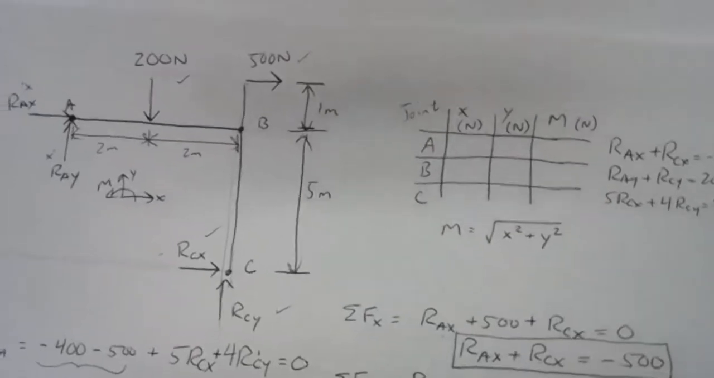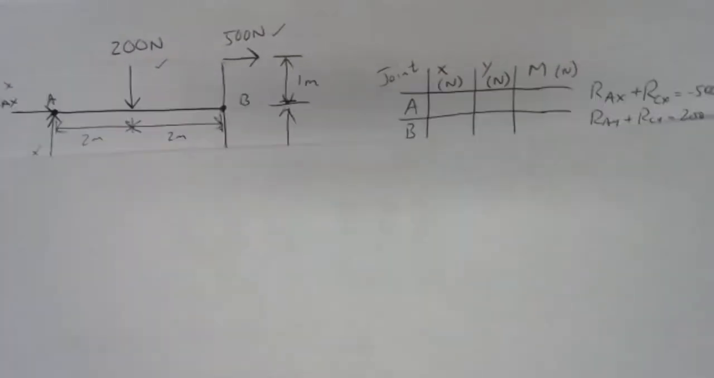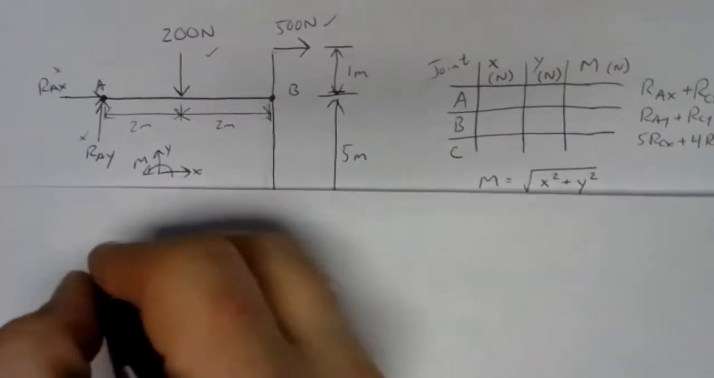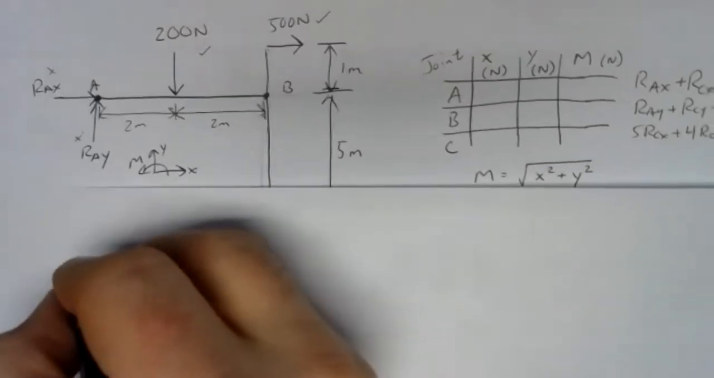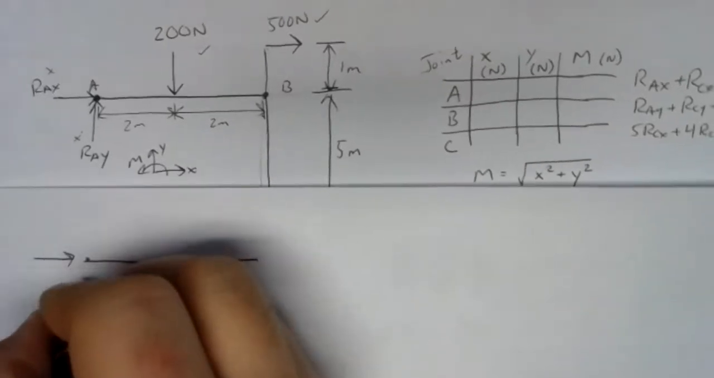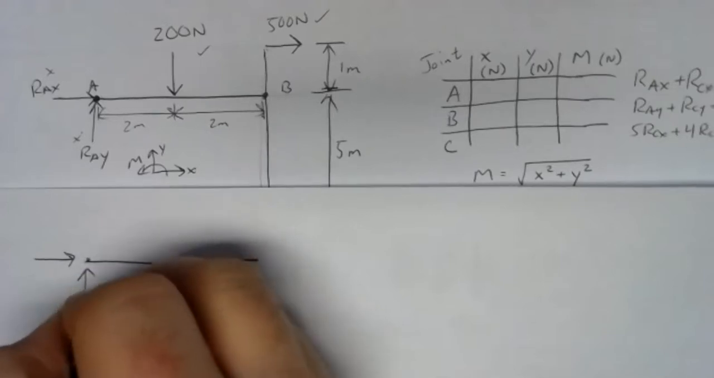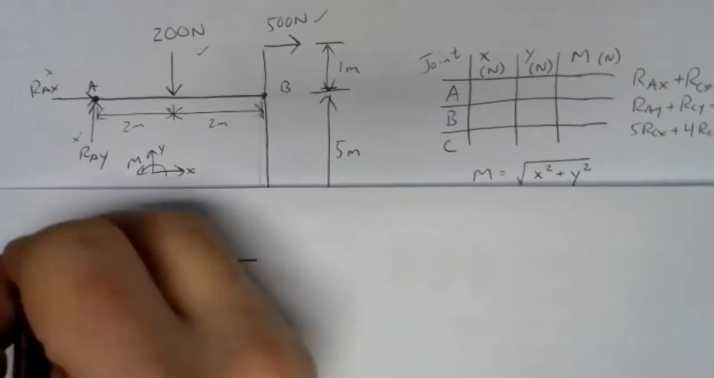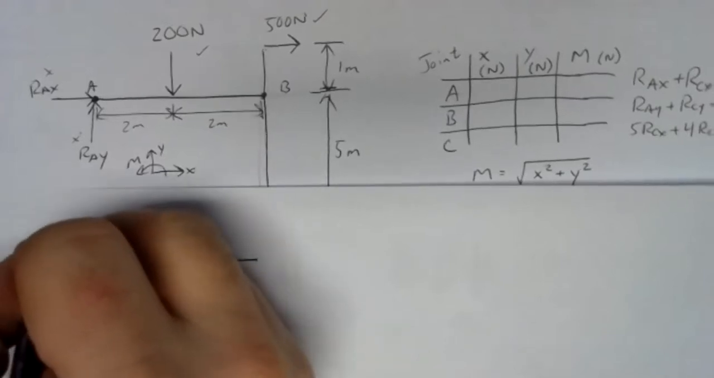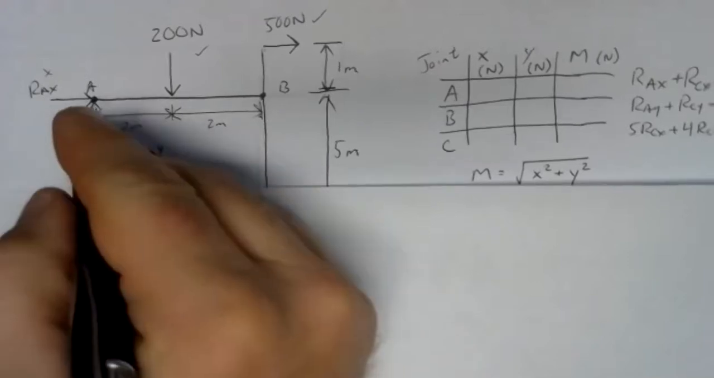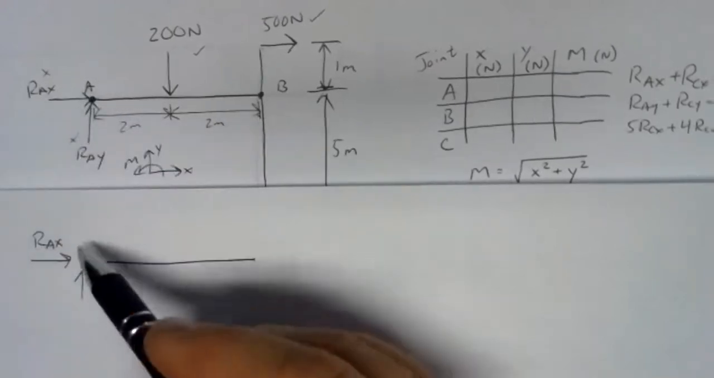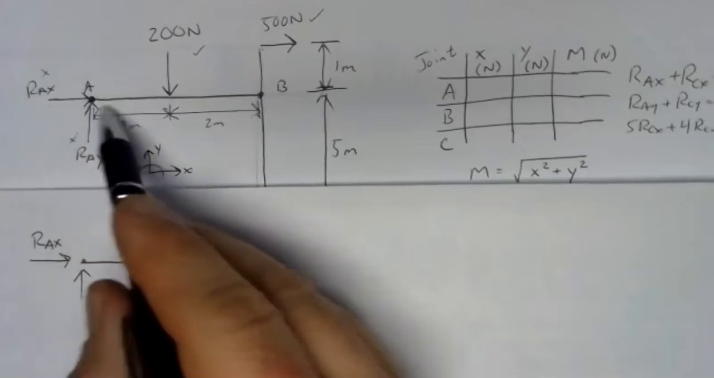So we've already got part of it. We've got the member itself. At A, we've got RAX and RAY. And it's important to make sure that you use the same directions for the arrows in the free body diagram.